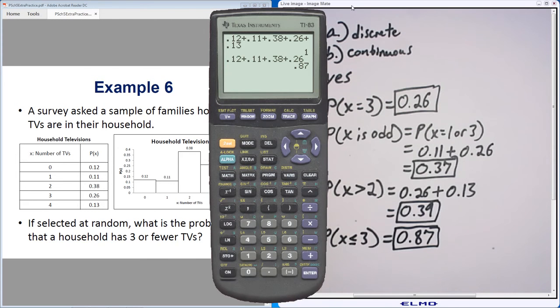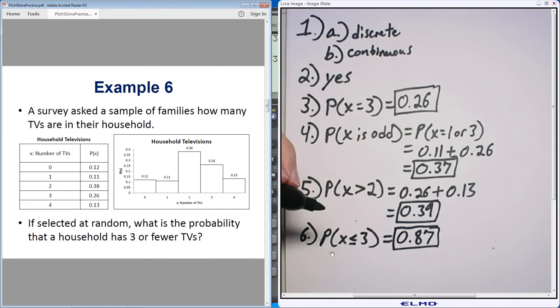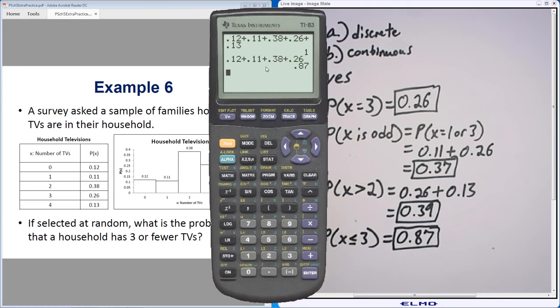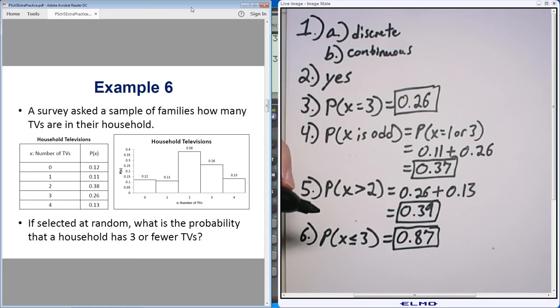Now you may have noticed that if you're finding the probabilities of 3 or less, then that's everything except the probability of 4. So I also could have done the complement rule, 1 minus 0.13, and gotten the same answer. Either way is perfectly fine. Use what makes sense to you.